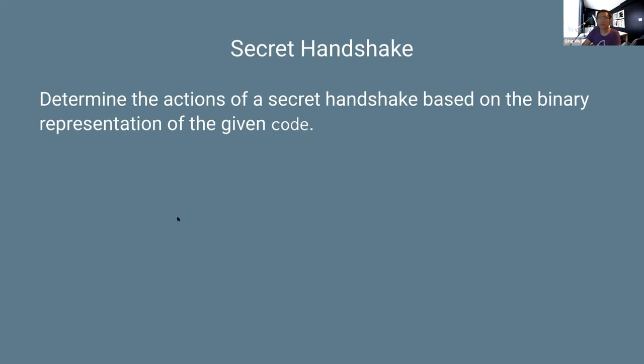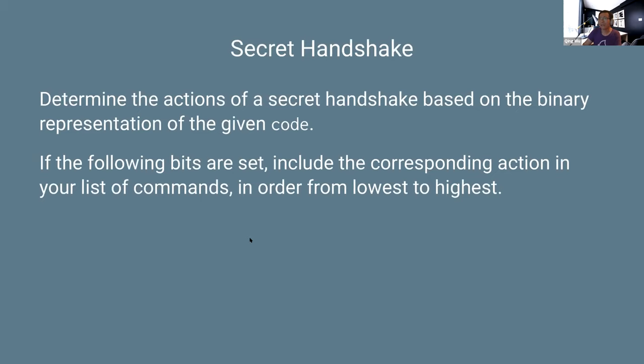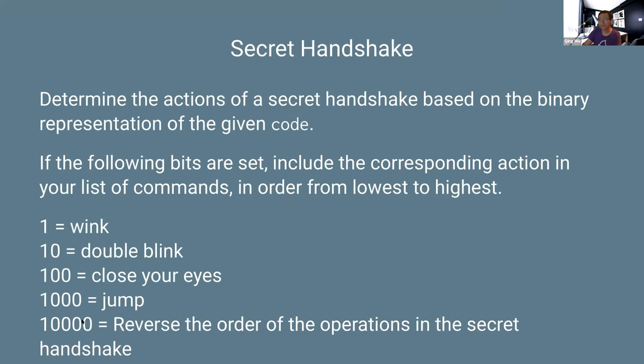Just in case you don't remember the problem, here it is. Determine the action of a secret handshake based on the binary representation of the given code. If the following bits are set, include the corresponding action in your list of commands in order from lowest to highest. So these are the binary codes and action strings. And for the fifth bit, we wanted to reverse the order of operations.